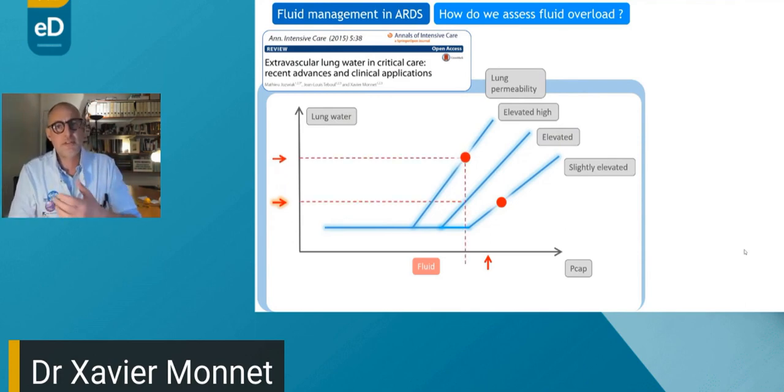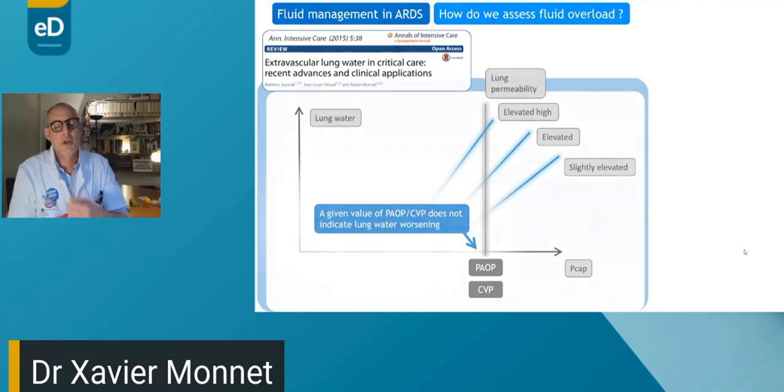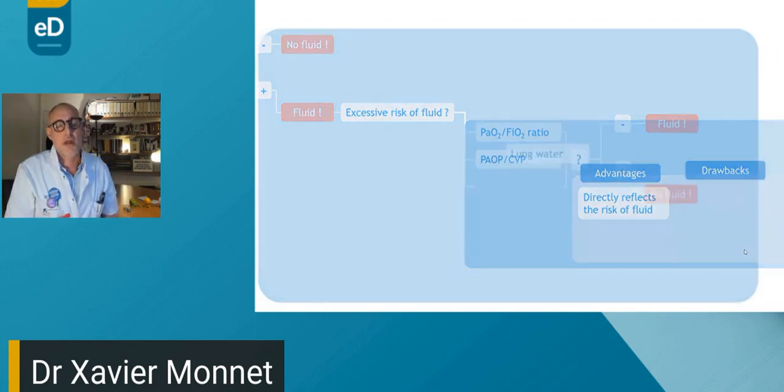But the problem is that it all depends on lung permeability, and the same fluid infusion might be much more harmful in a patient with a large capillary leak. And so it tells you that a given value of CVP does not precisely tell you the risk of fluid administration. And perhaps it's an argument for measuring lung water directly.